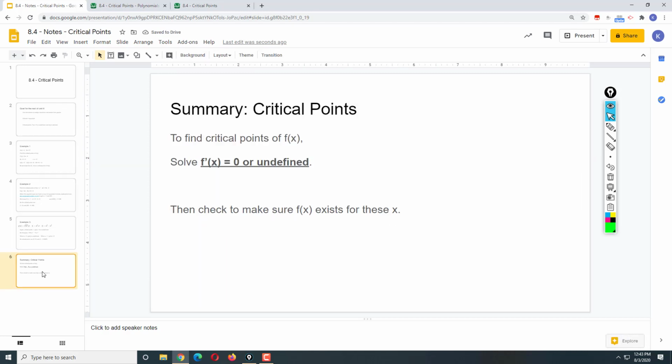To summarize, to review, critical points are where the slope is 0, which means horizontal, or undefined, which means vertical. We also have to make sure that f of x does exist at those points. That's it for this video.